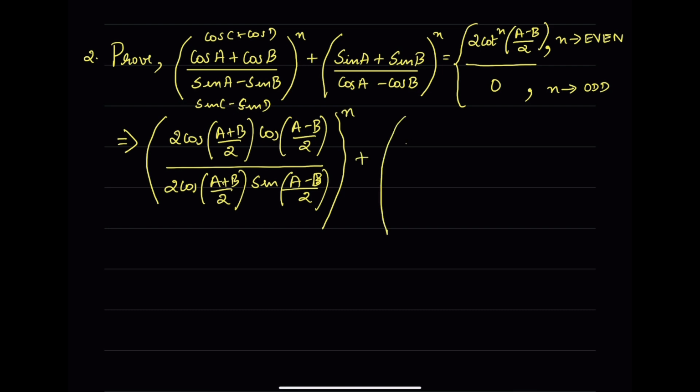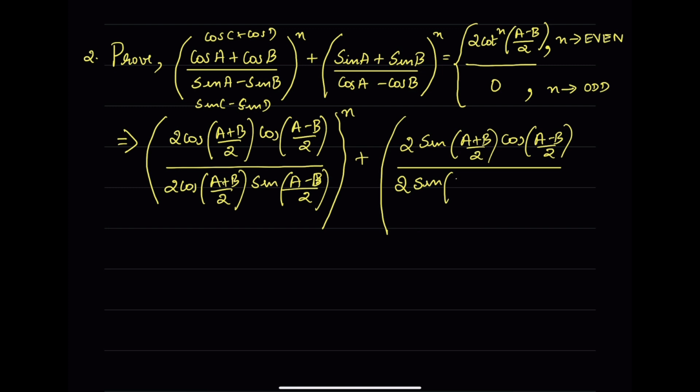Now the second term would be 2 sine (c plus d) by 2, so it is (a plus b) by 2 and cos of (a minus b) by 2, and in the denominator we would have, it's a unique application now, this is 2 sine (c plus d) by 2, so this is (a plus b) by 2 and sine of (b minus a) by 2, because cos C minus cos D has a unique formula which is 2 sine (C plus D) by 2 and sine (D minus C) by 2. Now this is to the power n.